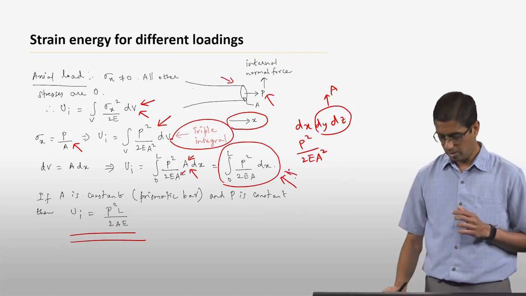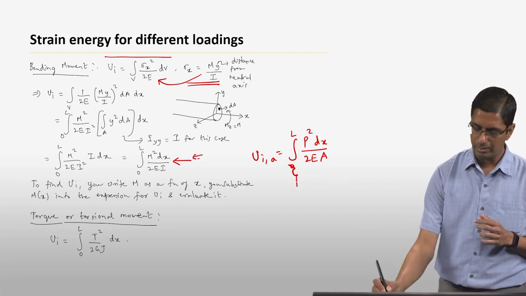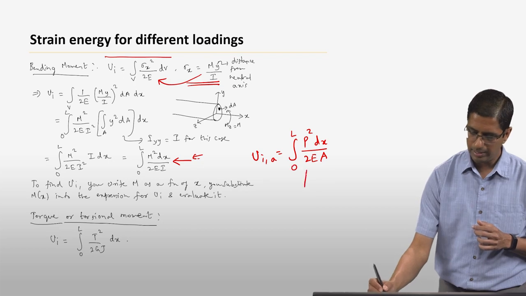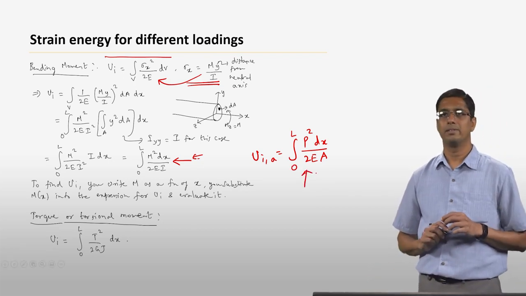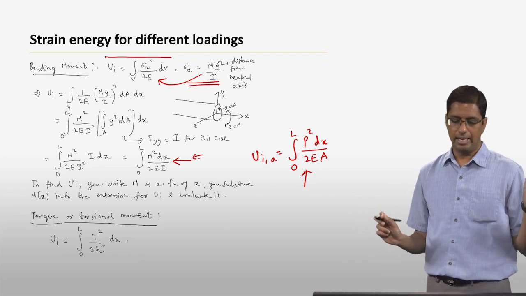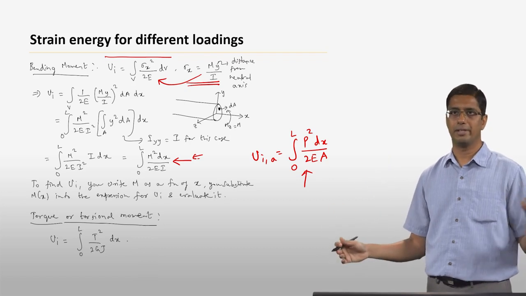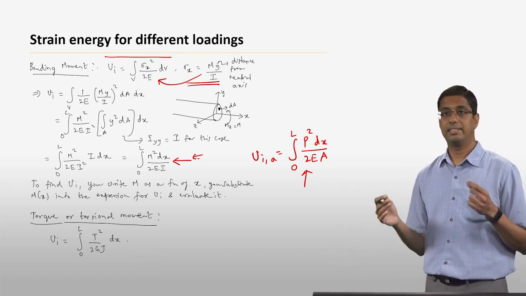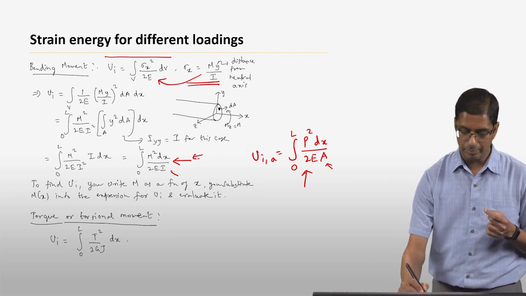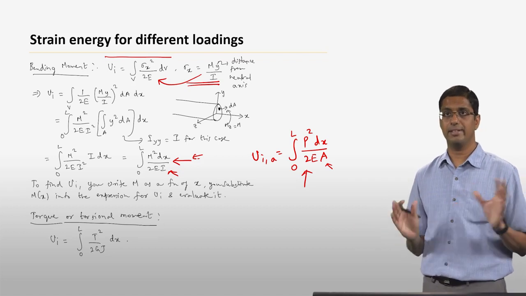If you look at this term here and that term there, they actually are quite similar, right? We are still integrating with respect to dx. Instead of P squared, we have M squared. So instead of the internal force, you have the internal moment. Instead of the cross-sectional area, you have the area moment of inertia I. But if you look at the structure of those two integrals, they are still the same.